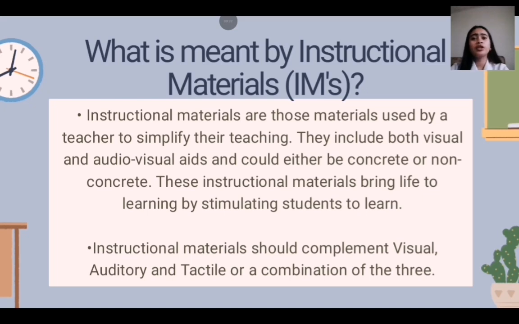Instructional materials are the tools that teachers use to make lessons easier to understand, like pictures or auditory recordings. Some materials are real objects, while others are just representations. IMs are resources used to help students learn and teachers teach, like textbooks, videos, and graphic organizers. They can be traditional, digital, or interactive.